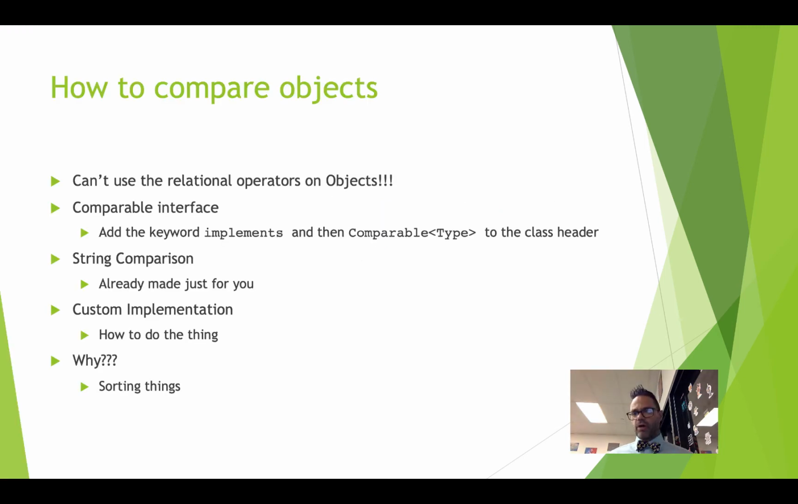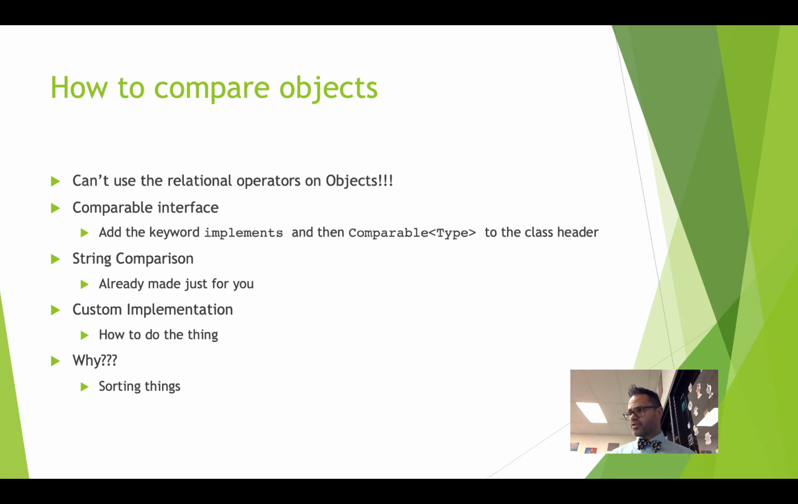So we want to compare an object, and in Java, an object itself is something that exists on its own, so it has its own structure, but we can't use relational operators. The greater than, less than symbols just don't work with object types inside Java. So we have to make sure we actually create the functionality within that, and we do that by using the comparable interface. All we have to do is add the keyword implements to the class header, and then Comparable of whatever type of thing we're making, and then go from there.